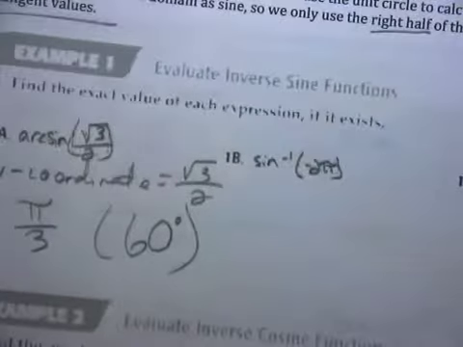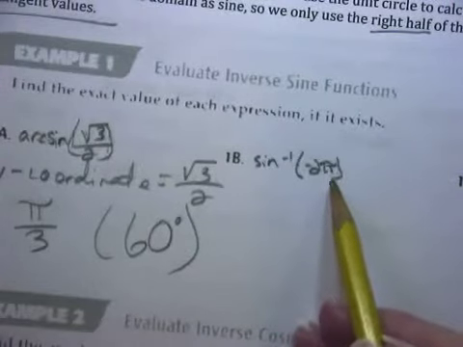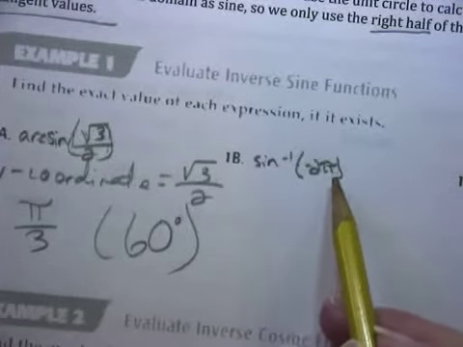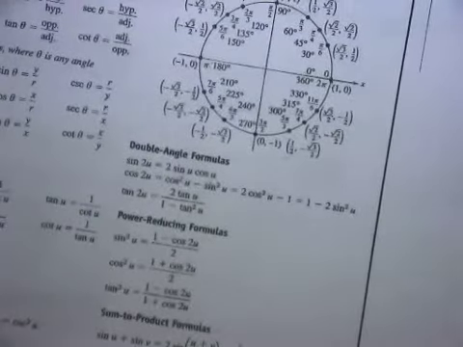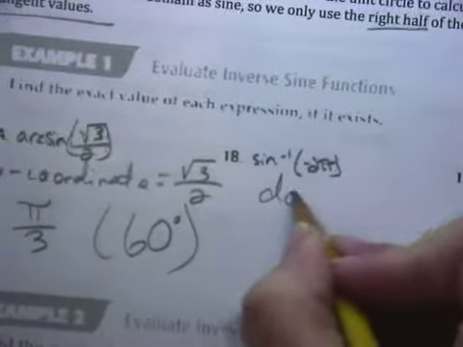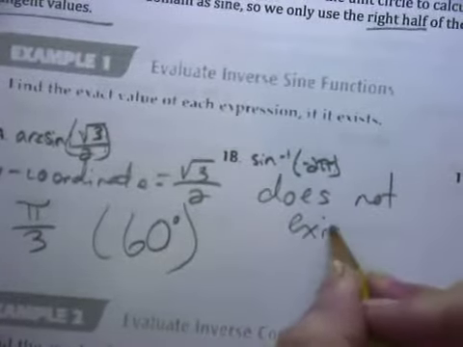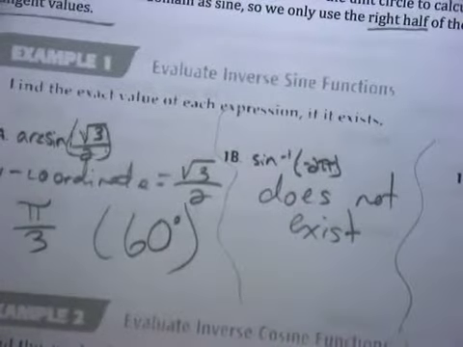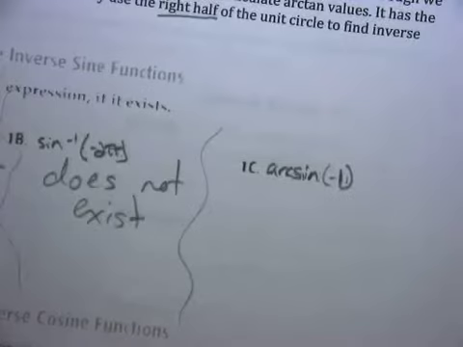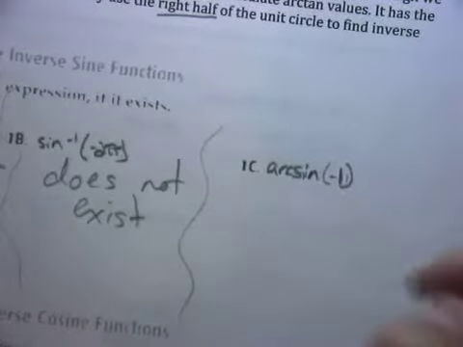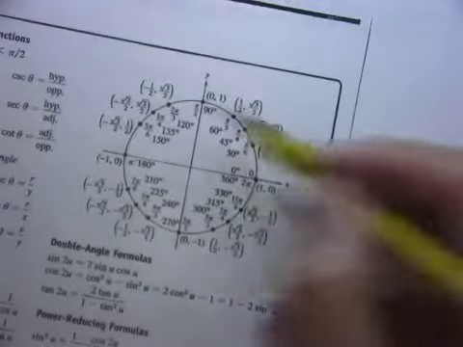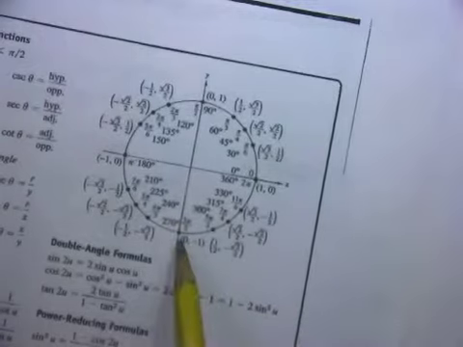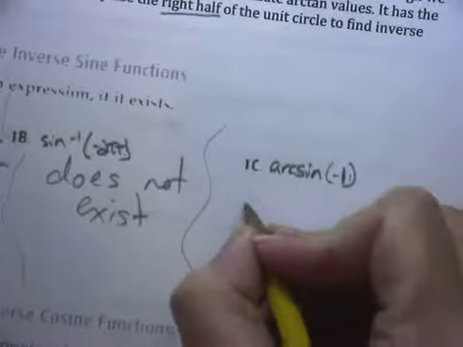In part B, I'm trying to find the inverse sine of -2 pi. So I'm looking for a y-coordinate on the right half of my unit circle of -2 pi. And of course, that doesn't happen. So it does not exist. In part C, we're looking for an arc sine of -1, so I want a y-coordinate of -1, in the right half of the grid. So it's down here at 270, equivalent to 3 pi over 2.